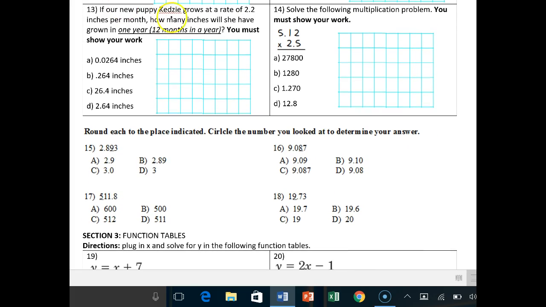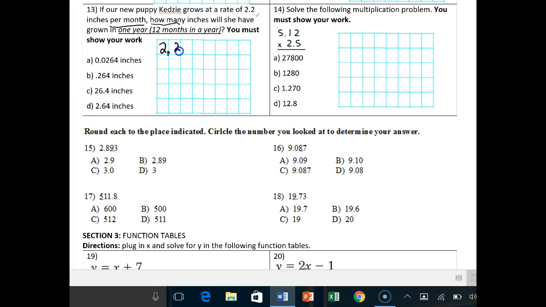Number 13, if our new puppy Kenzie grows at a rate of 2.2 inches per month, that'd be a lot, by the way. How many inches will she have grown in 1 year or 12 months? You must show your work. So this is a multiplication, right? Per month, or how many per month, right? We're multiplying. If it was just 1 month, it would be 2.2. Think of a reasonable answer, right? Think about if it was 2 months. Well, that'd be like 4.4 inches, right? Now 12 months. So really you're doing like 2 times 12. And which one of these is closest to 2 times 12? It's C. But let's show our work.